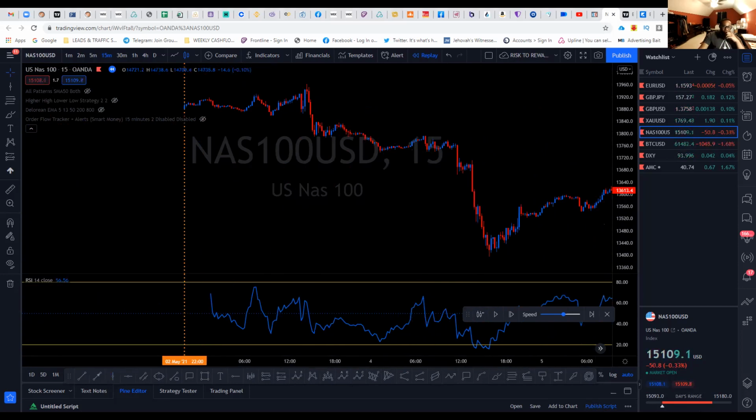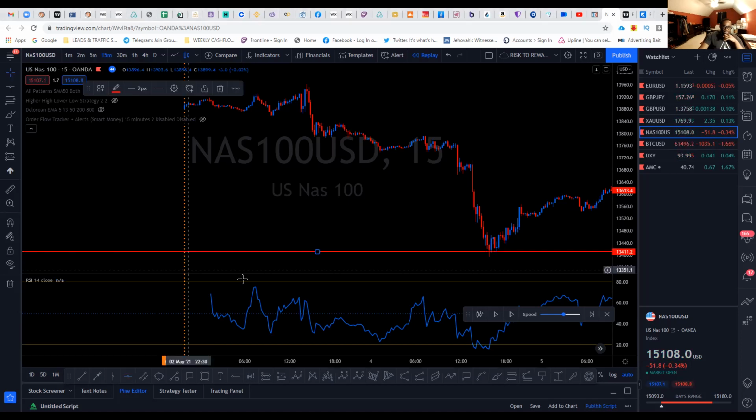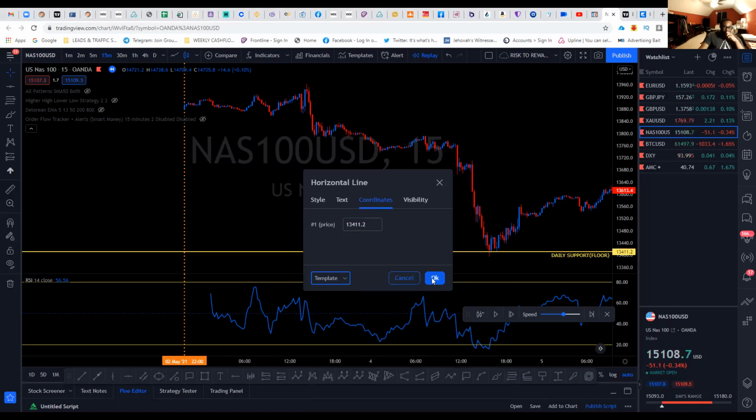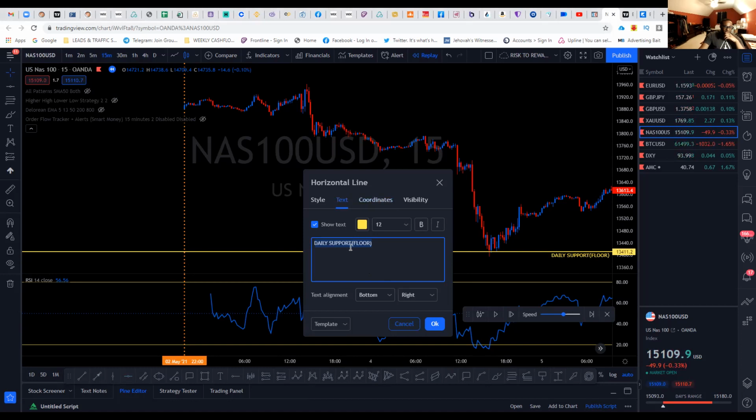What I try to look for is wicks, okay? Because that's a strong indication that price either resisted a zone or hit it as support. So I want to take a horizontal line, and we're going to put that there. I'm going to make this the daily support. This is going to be yellow. Well, not daily support, I'm just going to make it support. I'm just going to make that yellow and cross this out here.